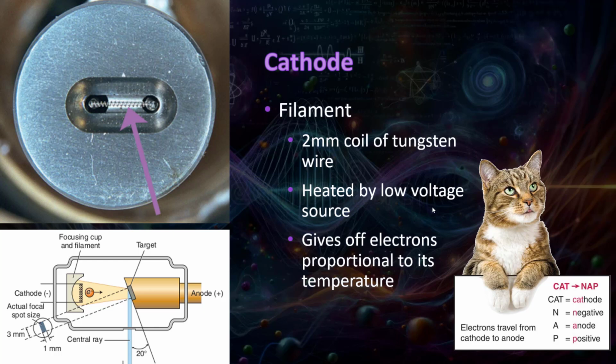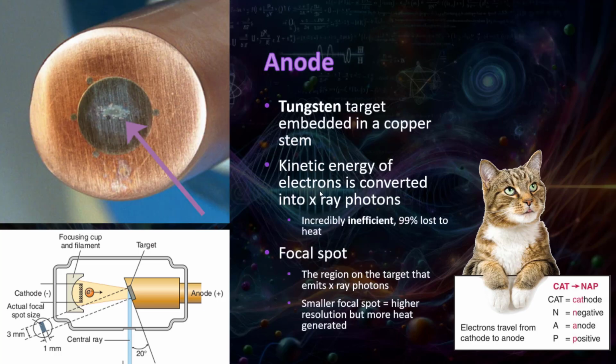And here's a mnemonic to remember that the cathode is negative, catnap, cathode negative. Then next we're going to talk about the anode, which is positive. So catnap, just a little mnemonic for you. And the anode, as we said, is positive, so that's where the electrons are directed.